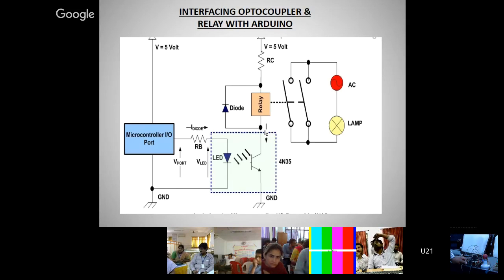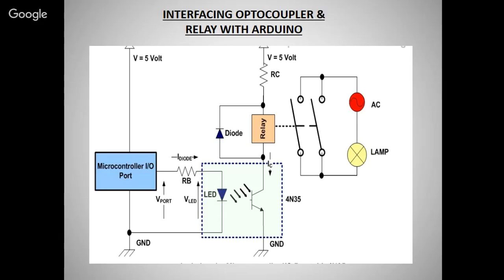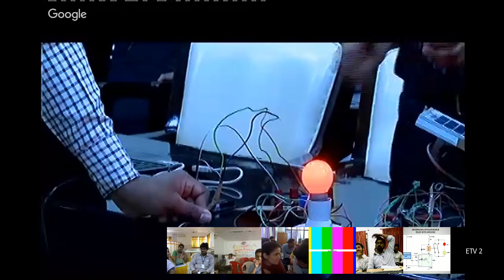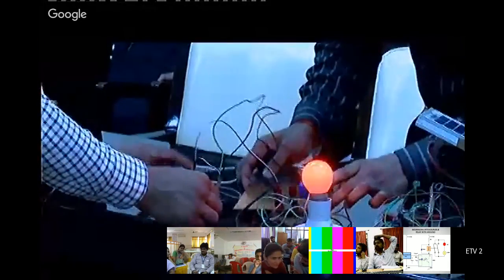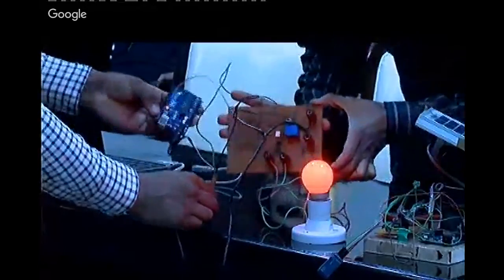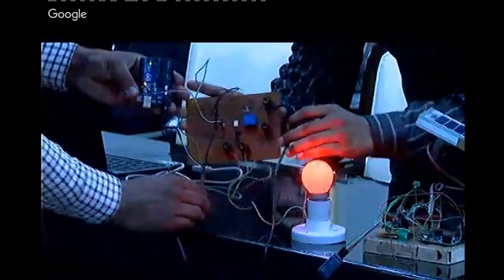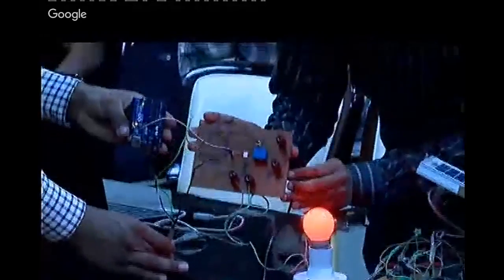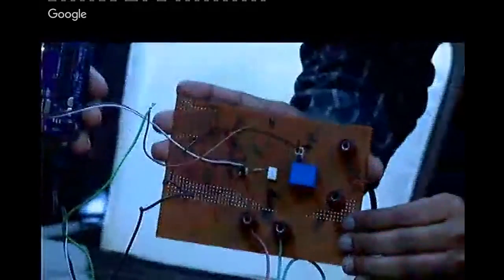Optocoupler is there, relay is there, and there is a lamp. I am controlling the lamp by triggering the optocoupler using the Arduino microcontroller. Now I want to show you the hardware and all the components. You can see here.